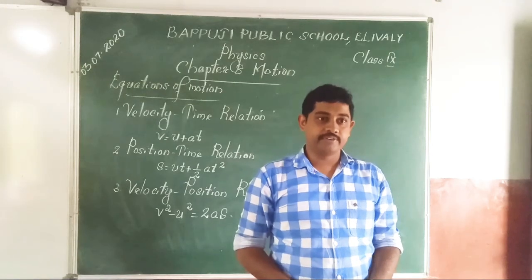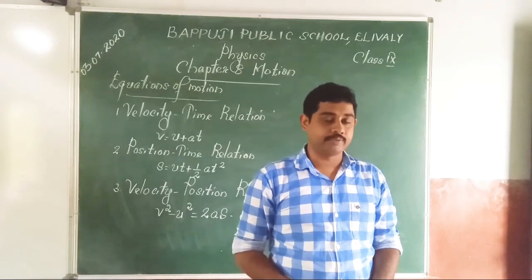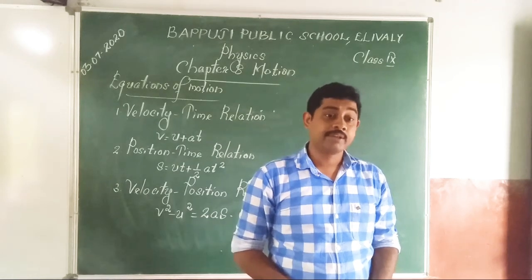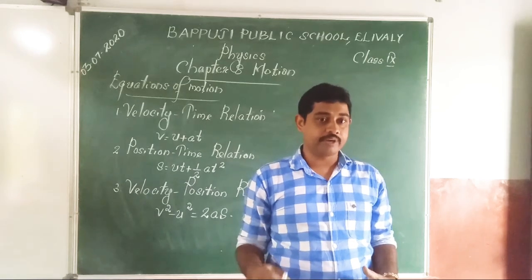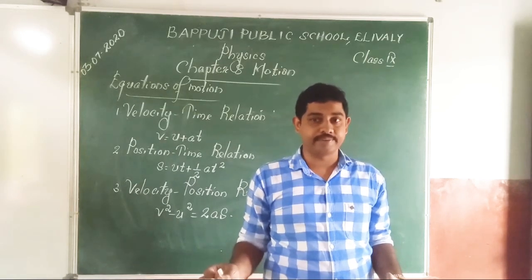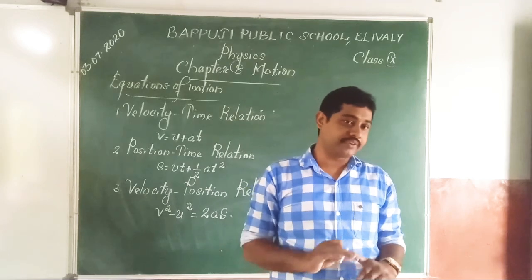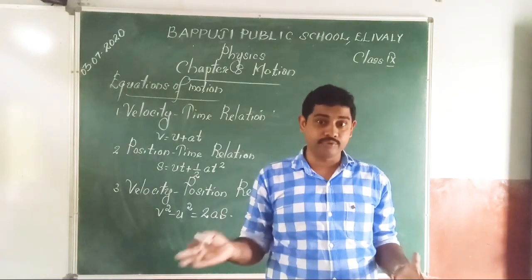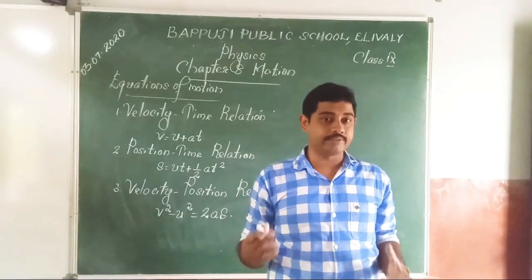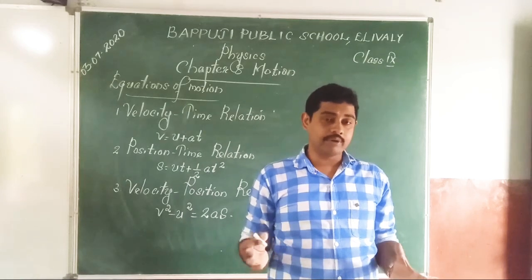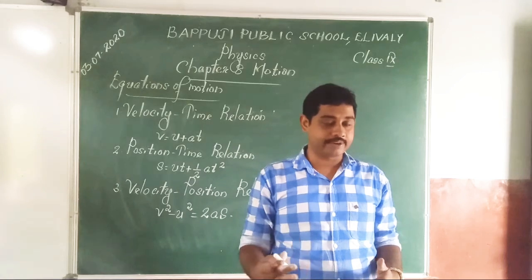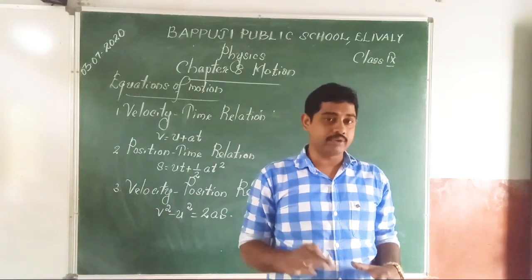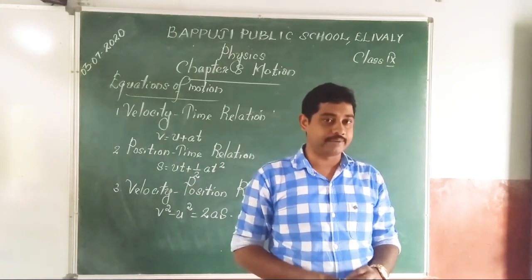Good morning students. Today we are going to study equations of motion by graphical method. There are three equations for uniformly accelerated motion. What is meant by uniformly accelerated motion? When the velocity of an object changes at a uniform rate, equal changes in velocity in equal intervals of time, such type of motion is called a uniformly accelerated motion.